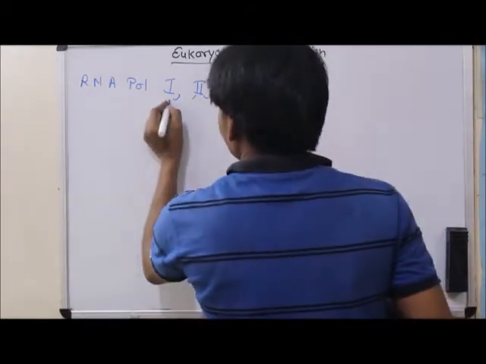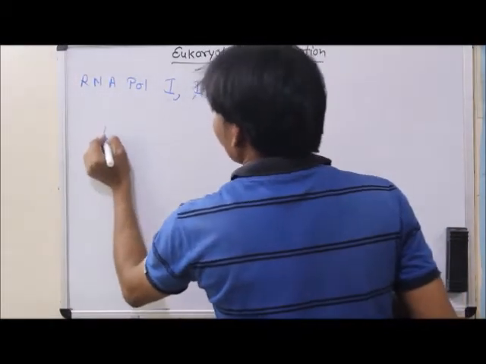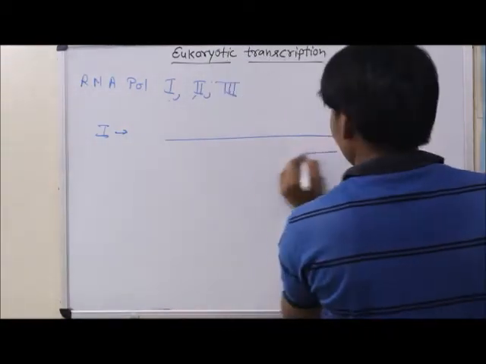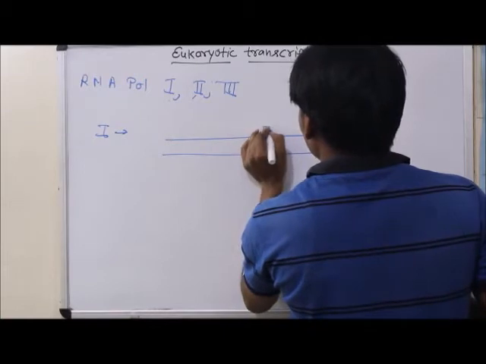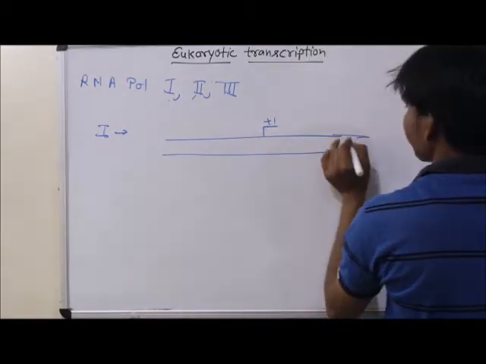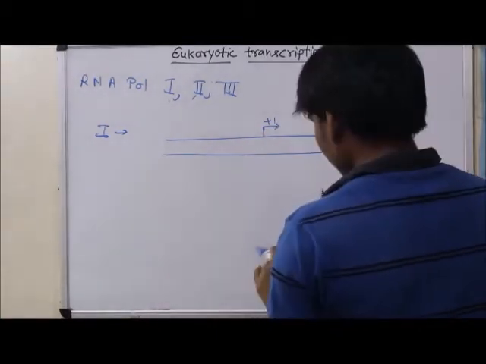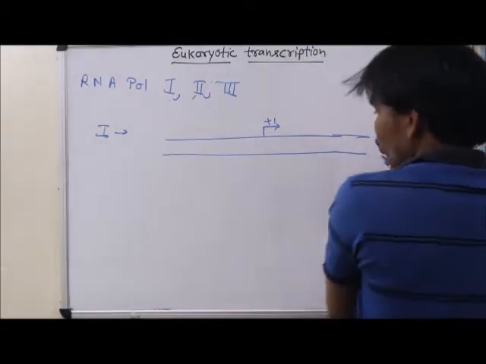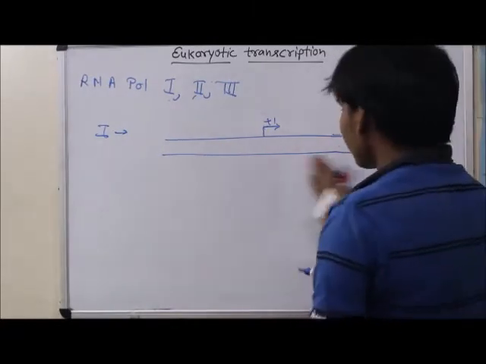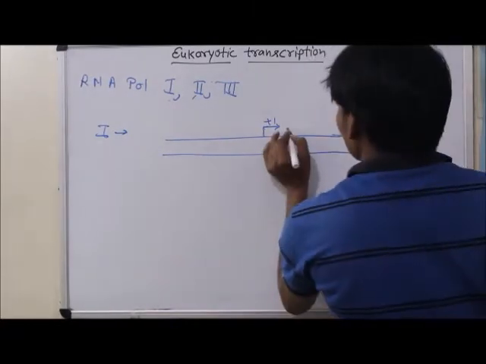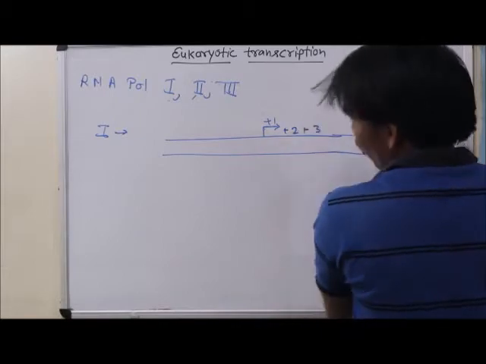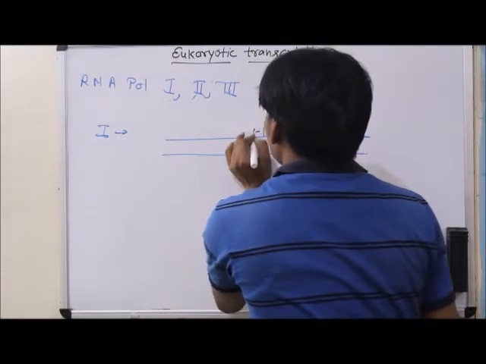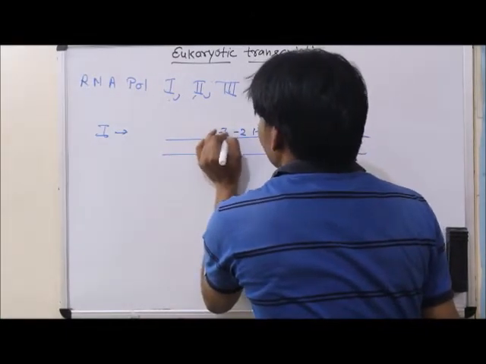First, I am describing the RNA polymerase I promoter. This is the promoter, with the plus 1 start site. If you go to the right of the DNA sequence, that is called downstream, which is plus 1, plus 2, plus 3, and so on. If you go to the left side, that means upstream, which becomes minus 1, minus 2, minus 3, and so on.